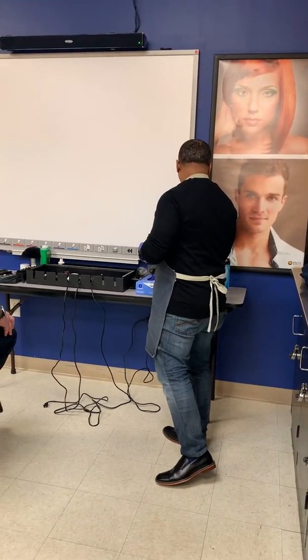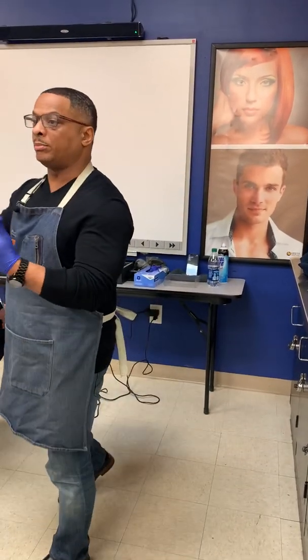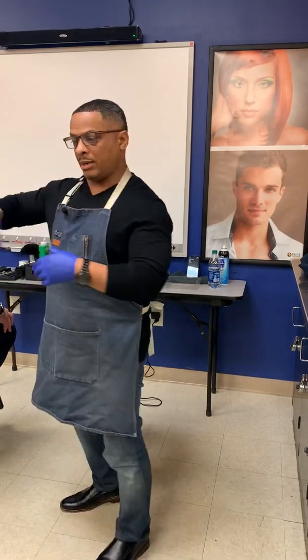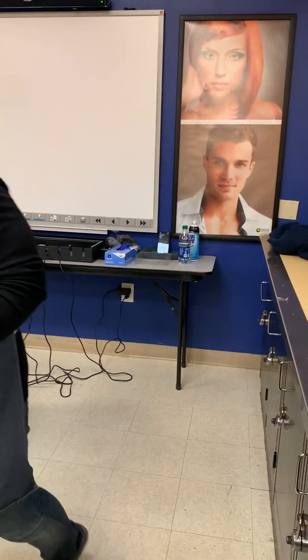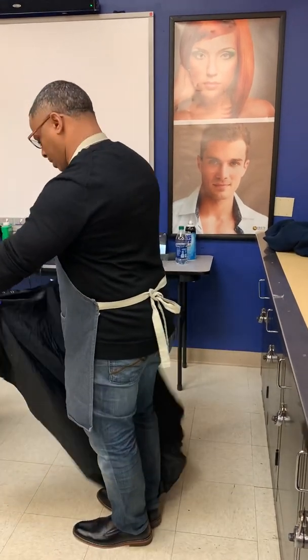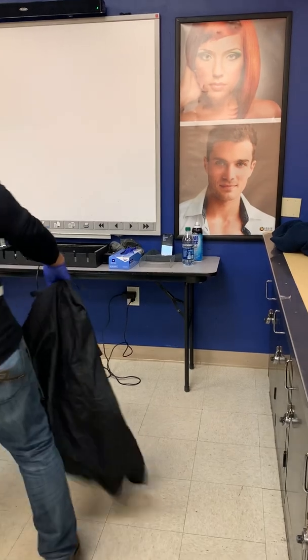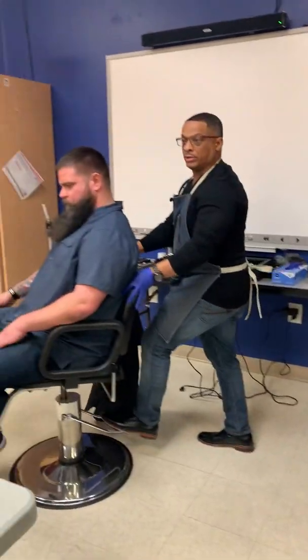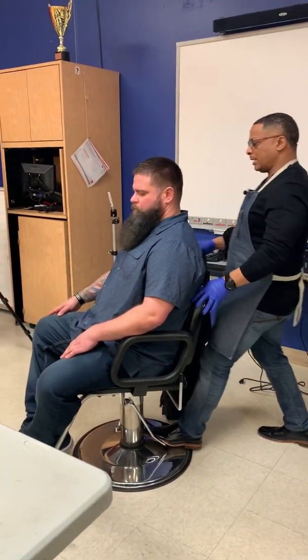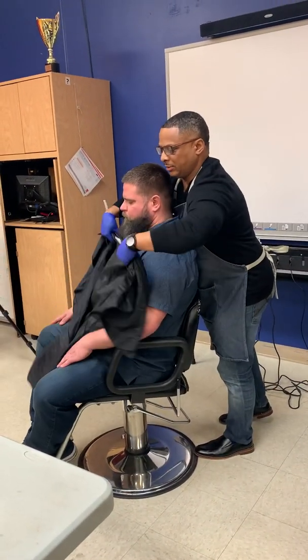The first thing you want to do is your setup. Your setup is basically when the customer comes in, you set them up. As a barber, you're not supposed to go over the person's head. I'm going to turn them around so you can see. So you're not supposed to go over the person's head. What you're actually supposed to do is go around them like this.